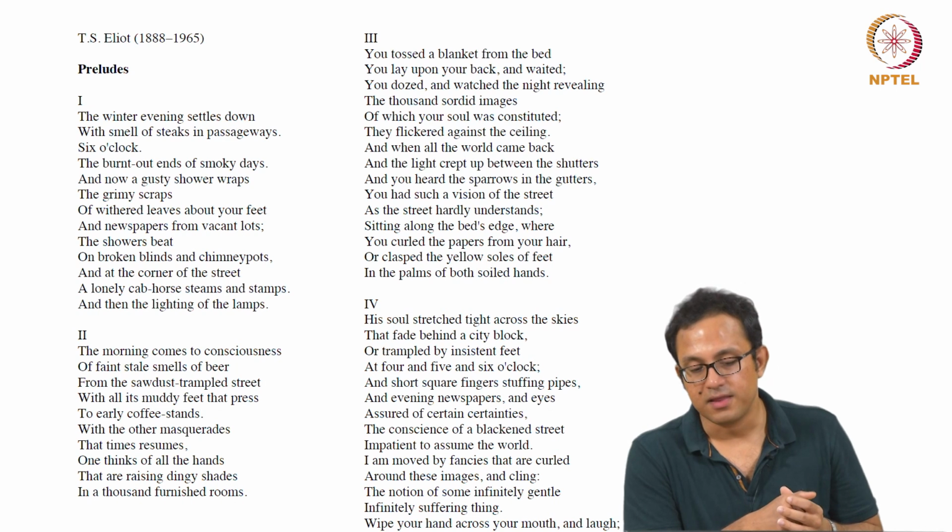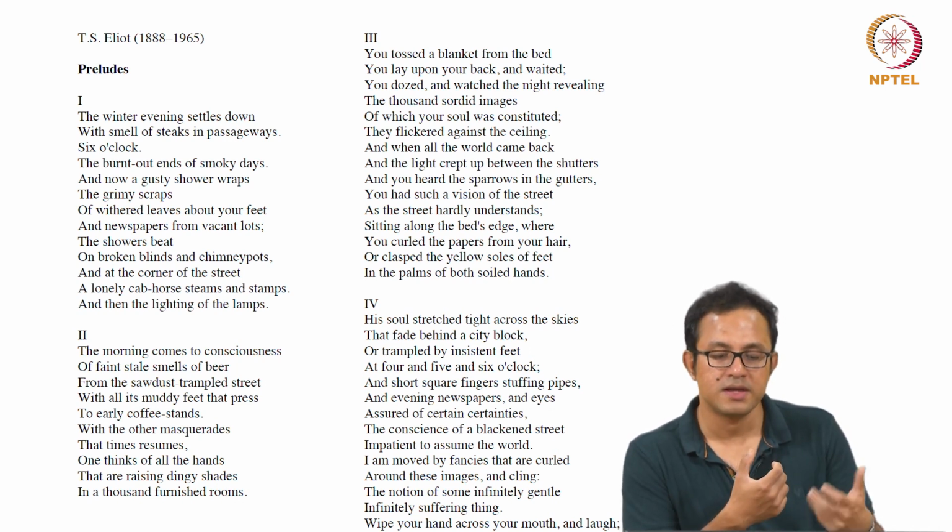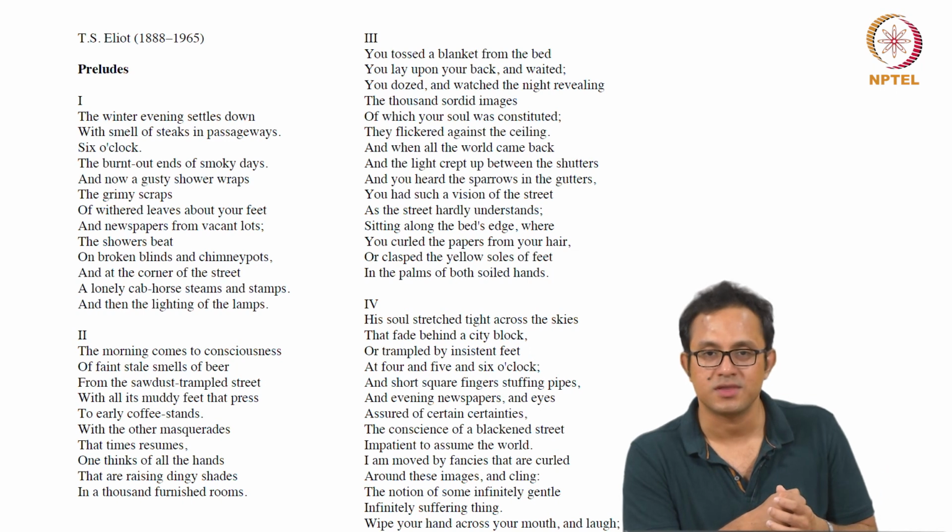So: sitting along the bed's edge, where you curl the papers from your hair, or clasp the yellow soles of feet in the palms of both soiled hands. Again, look at the adjectives: yellow, soiled, curled. So these are images of enervation. These are images of decadence. So this probably indicates the material markers of prostitution to a certain extent.